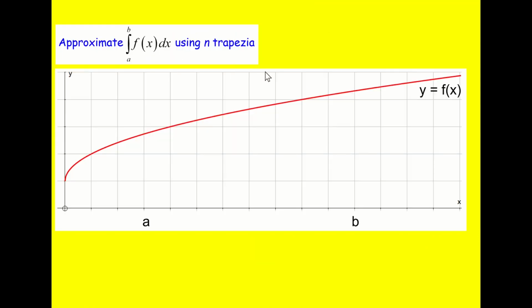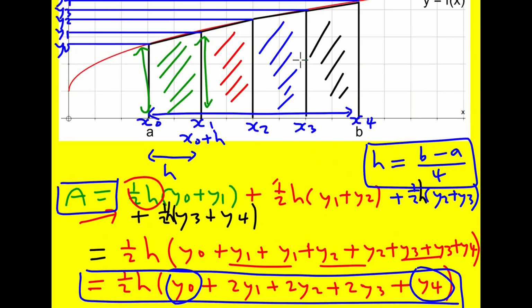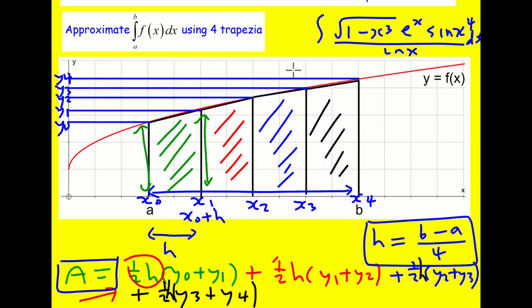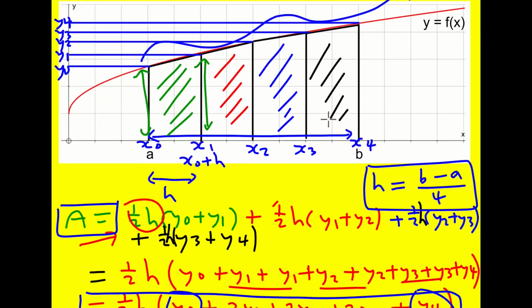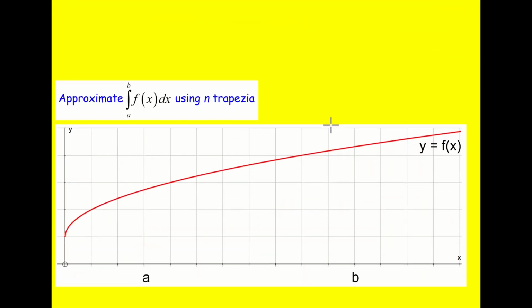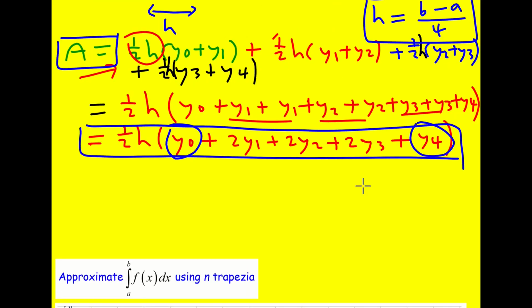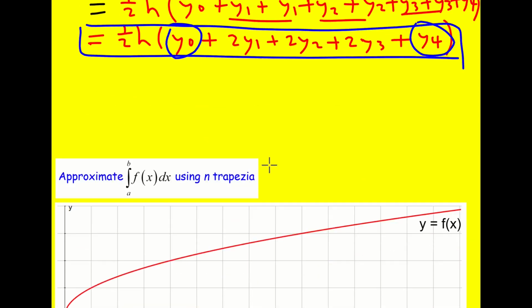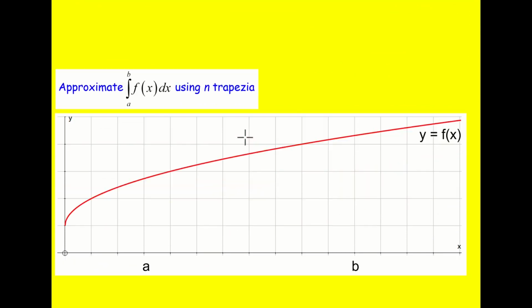Of course, 4 trapezia is not going to be very accurate if your curve is all over the place. Like here, it would be okay, but we want to be able to make it better. And if my curve goes up and down like this, then 4 trapezia is going to be pretty rubbish. So how can we generalize this and not have a formula just for 4, but for n trapezia? Well, it's the same idea. And I'm just going to give you the overview of it.